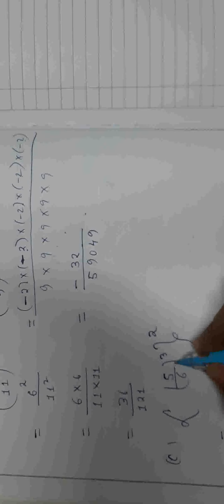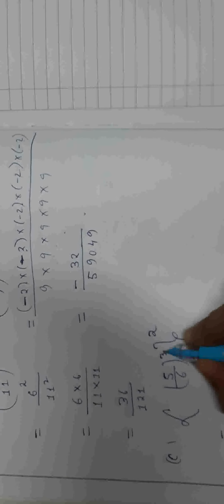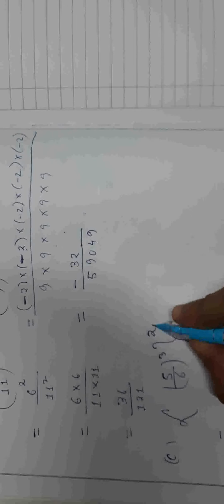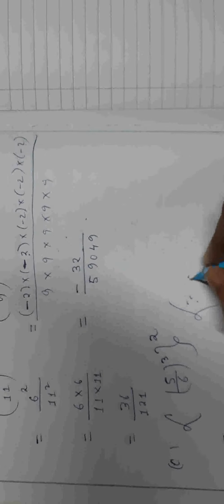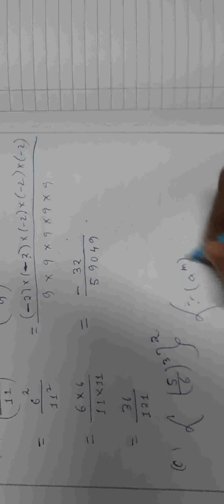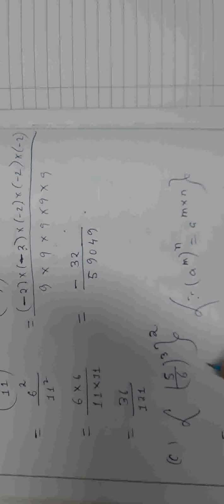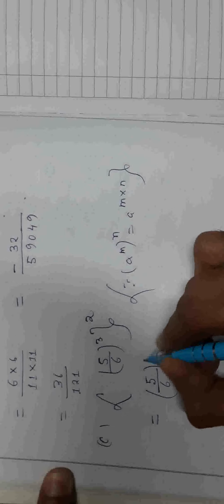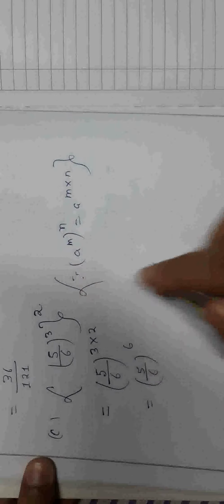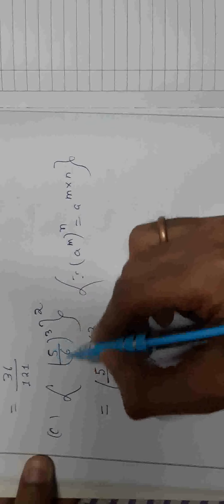since it becomes the formula of (a^m)^n, so I can write a^(mn), since (a^m)^n is equal to a^(m×n). Therefore I'll convert it into that formula. So it will become (5/6) to the power 3 into 2, which is (5/6) to the power 6. 3 into 2 is 6. So I'm just simply multiplying instead of evaluating the inner value.